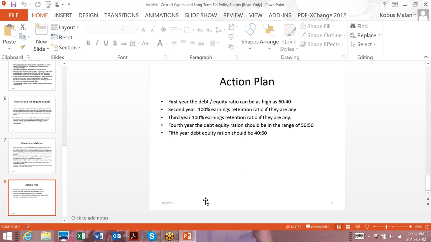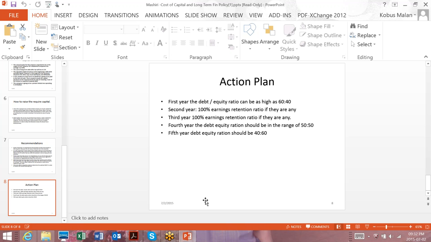Then in terms of action plan, the action plan is to do with the financial structure or capital structure. In the first year, the debt ratio will be as high as 60% debt and then 40% equity. And in the second year, the company will have a policy to retain 100% of the net earnings, so no dividend is going to be issued out to the shareholders. The same will happen in the third year. The retention ratio will also remain at 100%.